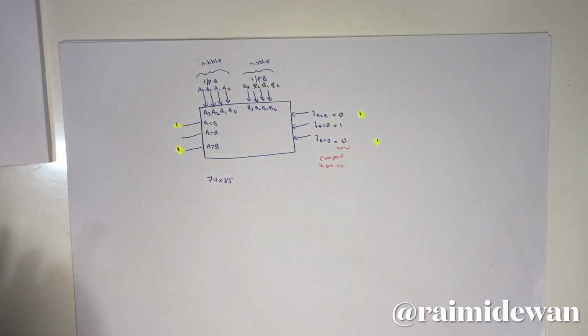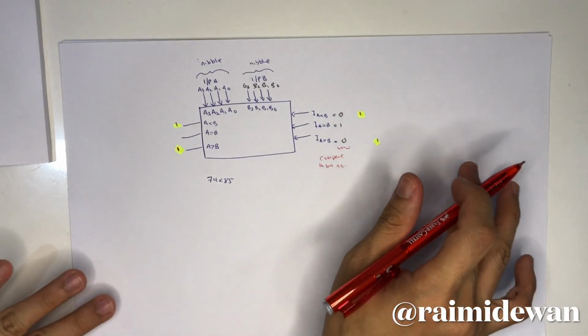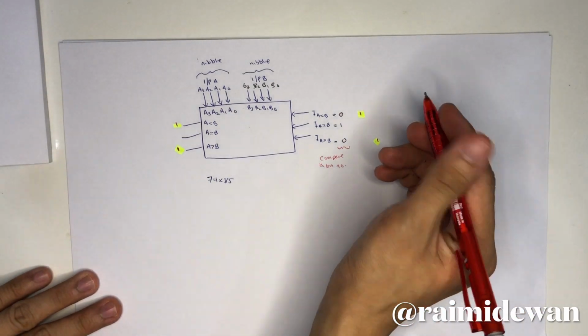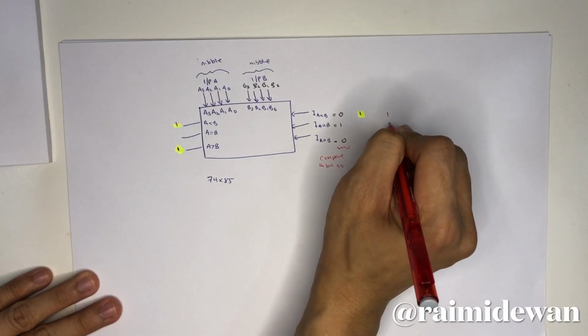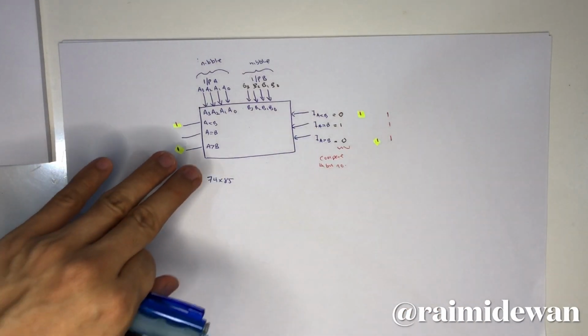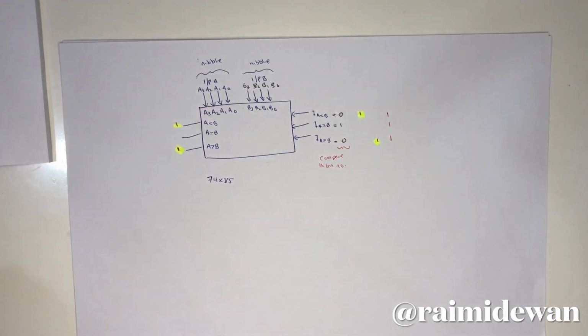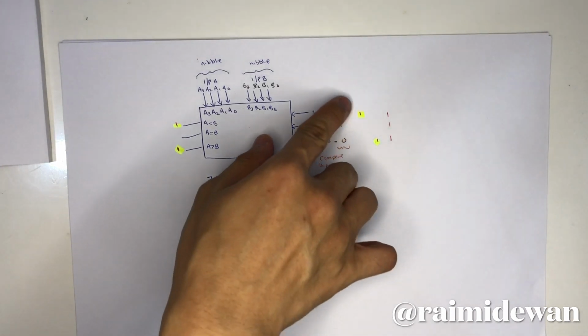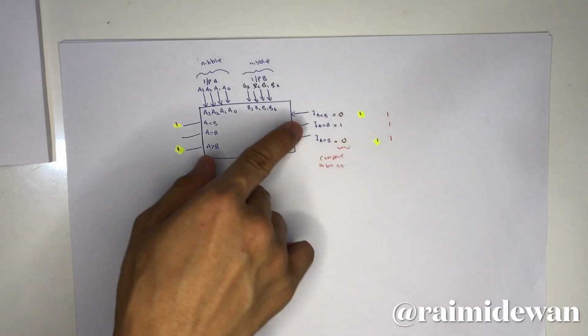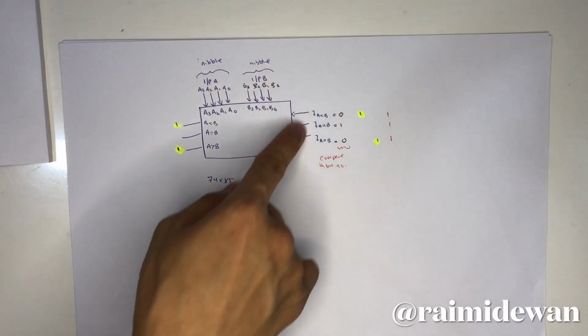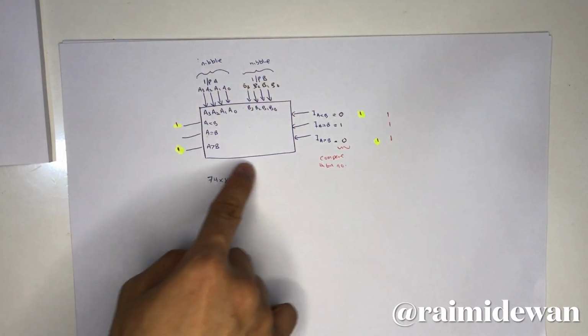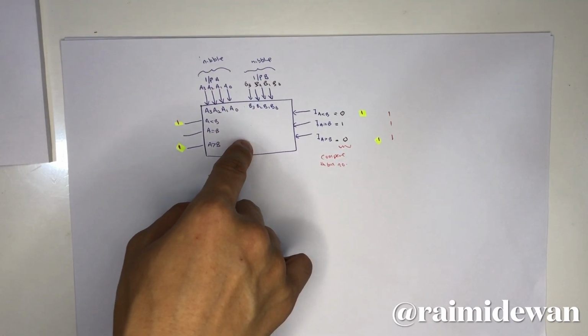And then the outputs are not defined if more than one of the cascade inputs are high at the same time. Let's say if you have 1, 1, 1, then the output will be undefined, because all of them are high. So you need to make sure this is the combination for your input in order for this 74x85 to perform the comparison of the two 4-bit inputs.